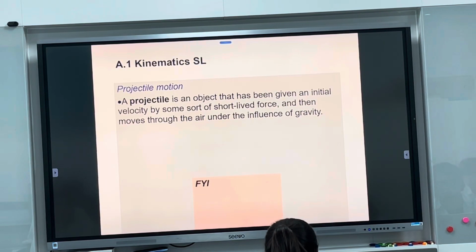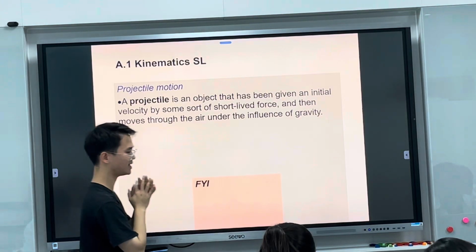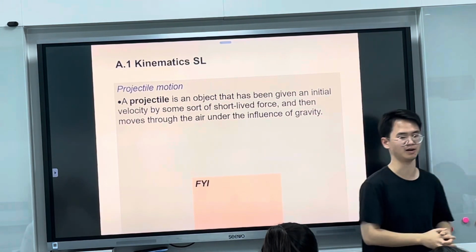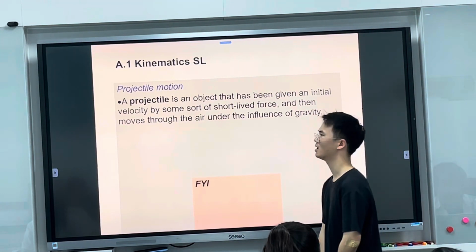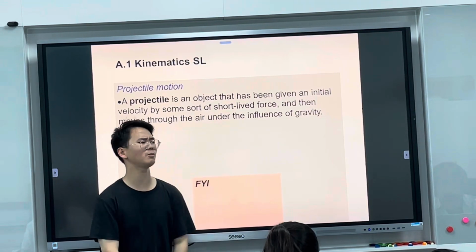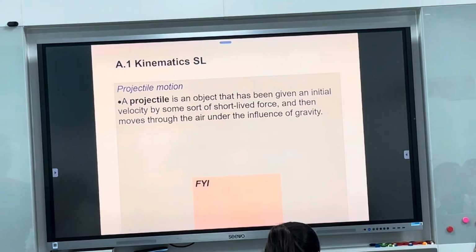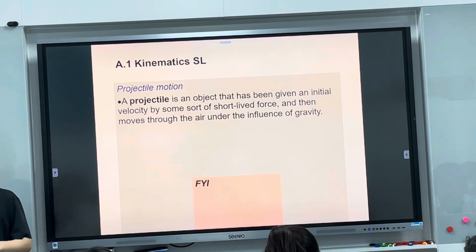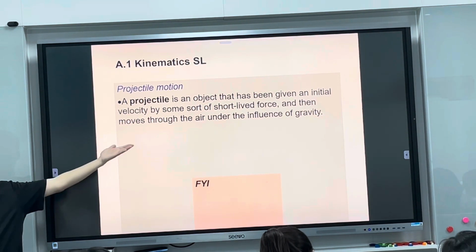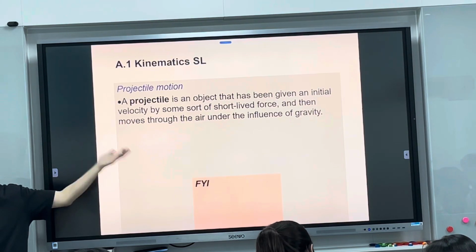Projectile motion. Finally. So this is something that you didn't learn in MYP. Why? Because in MYP, everything you learn is 1D motion. What does 1D stand for? One dimension, not direction. Well, it's close, but we would say it's one dimension. Now it's 2D, which means two dimensions.